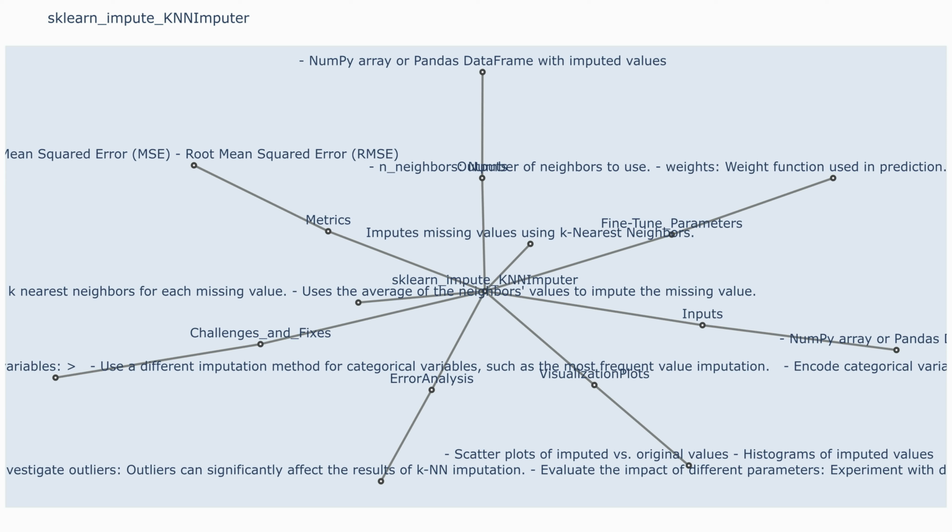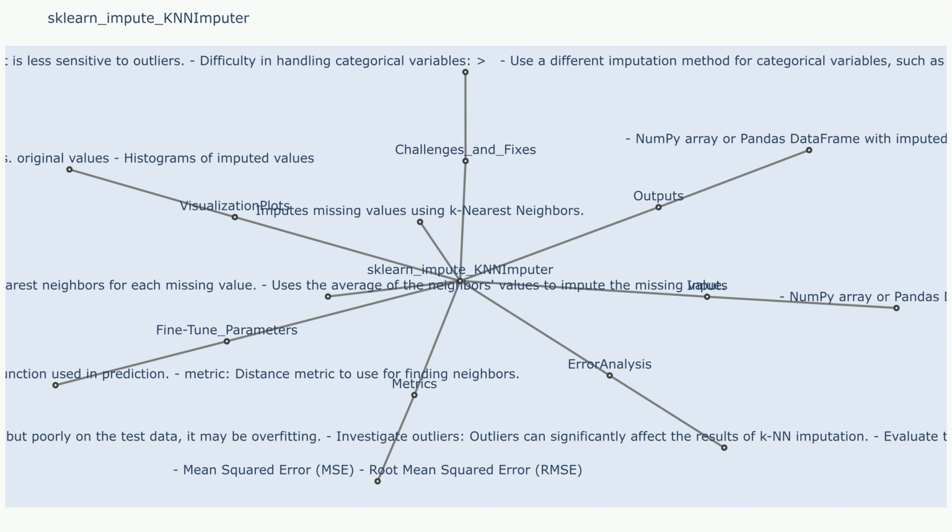sklearn.impute.KNNImputer. Description: the KNNImputer class in scikit-learn (sklearn) is a powerful tool for handling missing values in your dataset using a k-nearest neighbors (KNN) approach. This method finds the k-nearest neighbors to a data point with missing values and uses the values of those neighbors to impute the missing values.